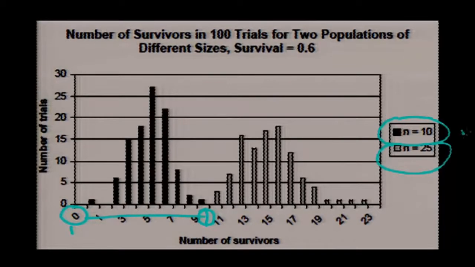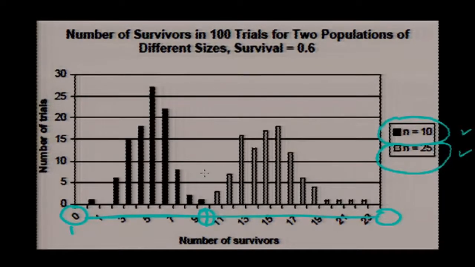How about now for our population of 25? How many possible outcomes could we have obtained? Well, they range from 0, this time now, all the way up to 25. So we have 26 possible outcomes that could have occurred.